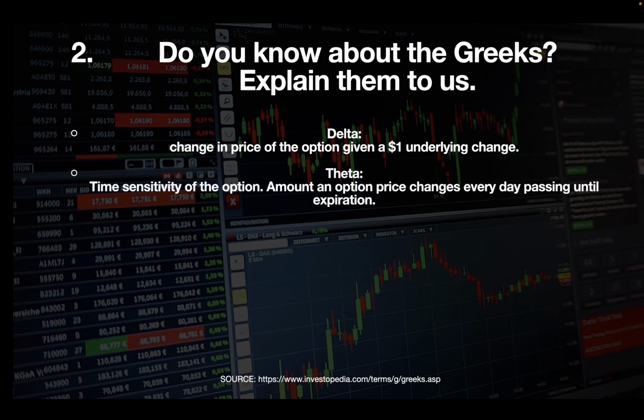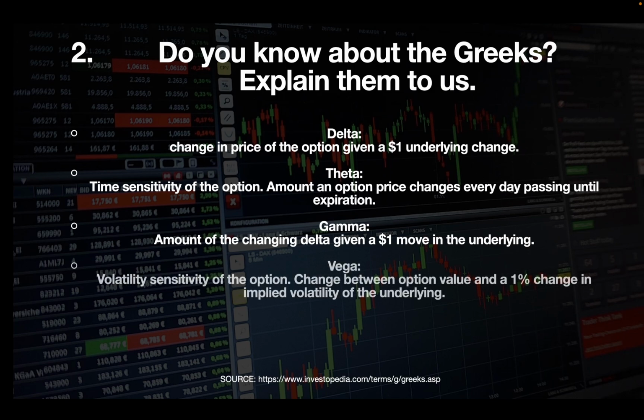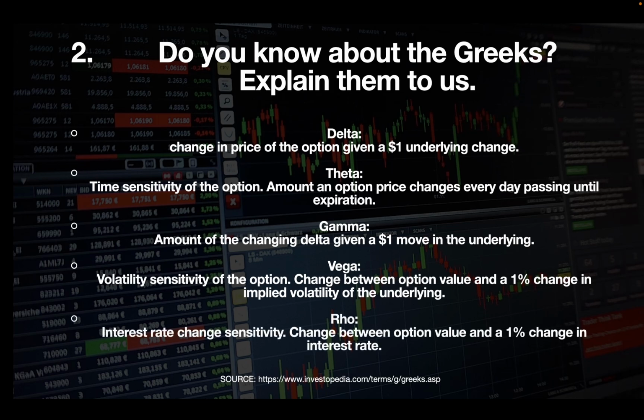Second, theta, which is the time sensitivity of the option. So it is the amount an option price changes every day passing until expiration. Then we got the gamma, which is the amount of the changing delta given a $1 underlying change. Vega is the volatility sensitivity. So that is the change of the option value when a 1% change in implied volatility of the underlying is happening. And lastly, we got the rho, which is the interest rate change sensitivity.